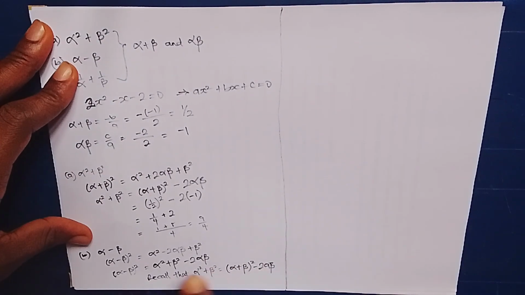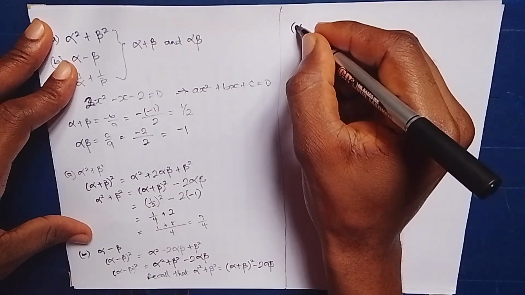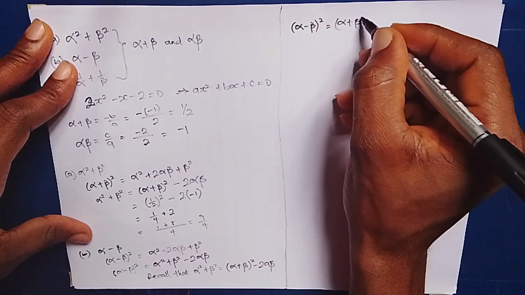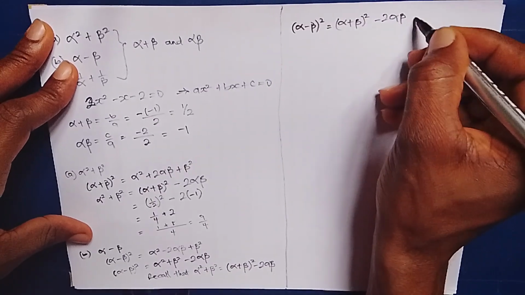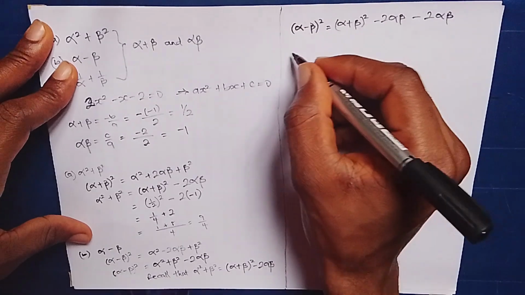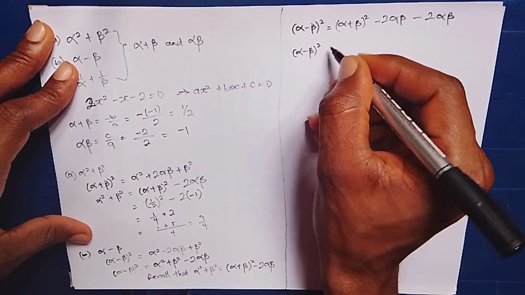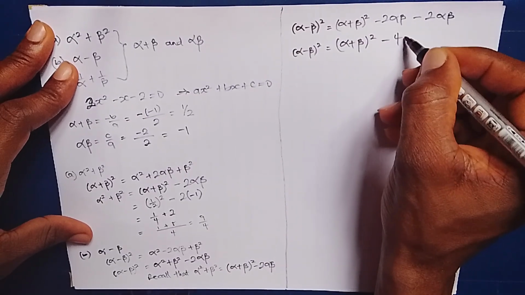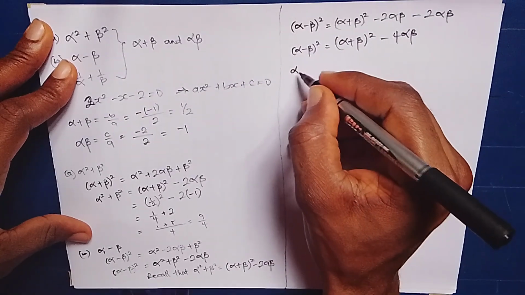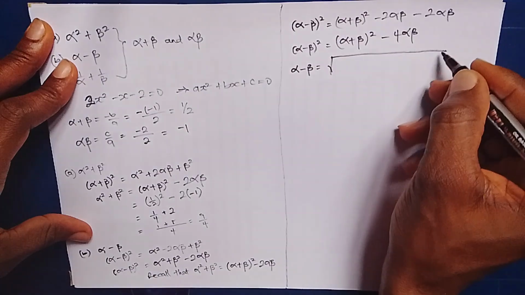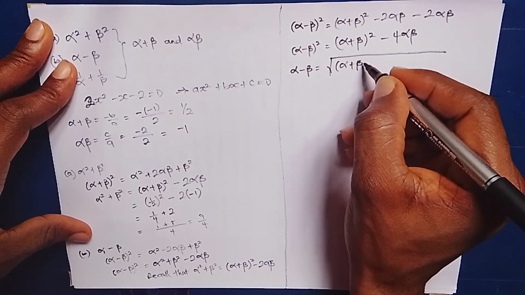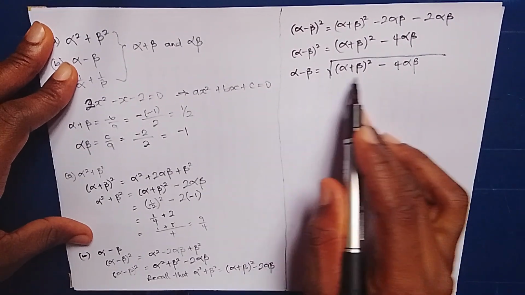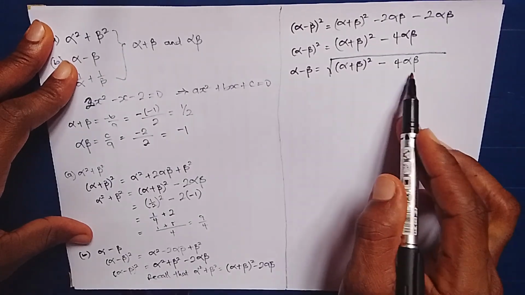So substitute this into this. We have alpha minus beta all squared is equal to alpha plus beta all squared minus 2 alpha beta minus 2 alpha beta. So what we'll have is alpha minus beta all squared equals alpha plus beta all squared minus 4 alpha beta. So our alpha minus beta is equal to the root of alpha plus beta all squared minus 4 alpha beta. So you see now that this is expressed in terms of alpha plus beta and alpha beta.